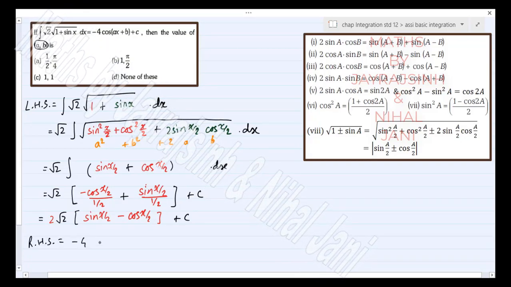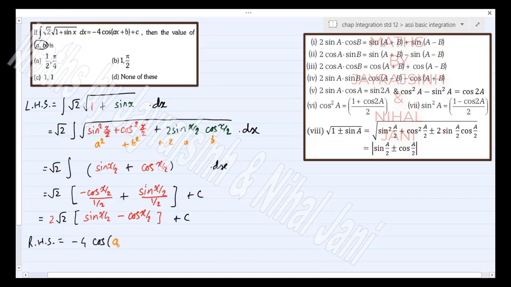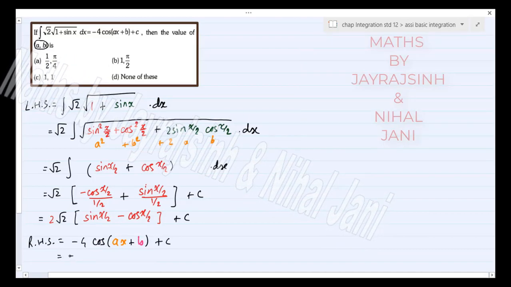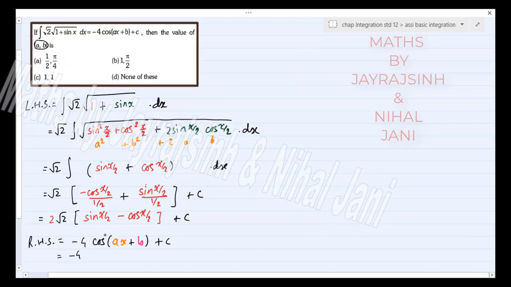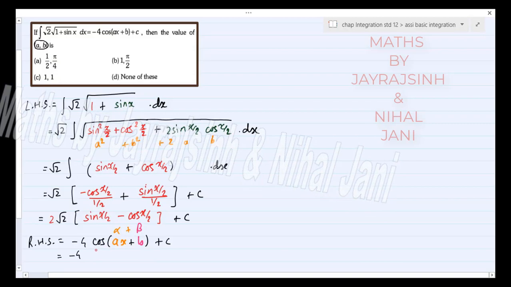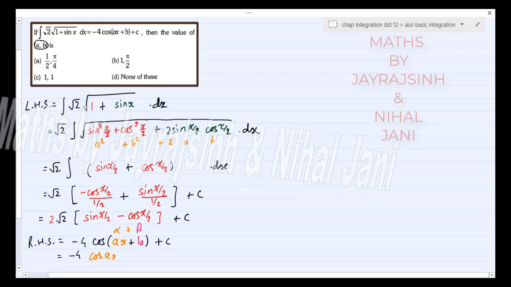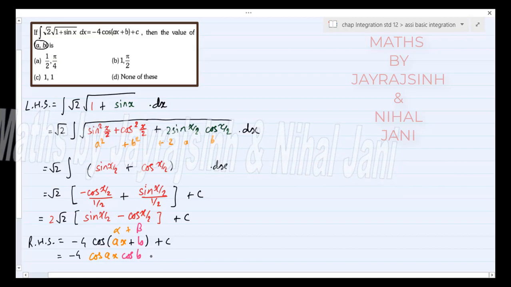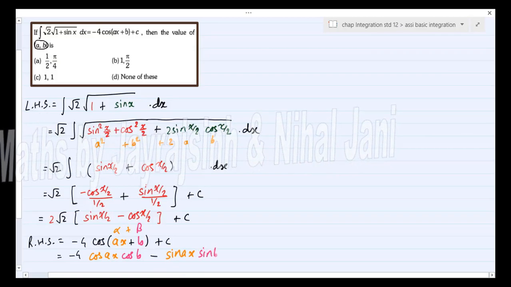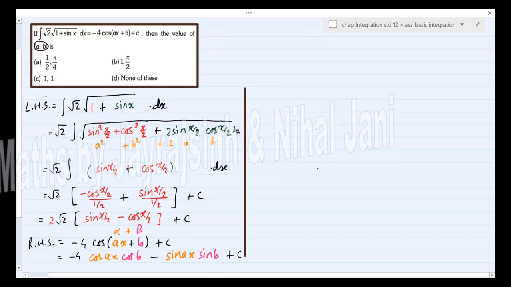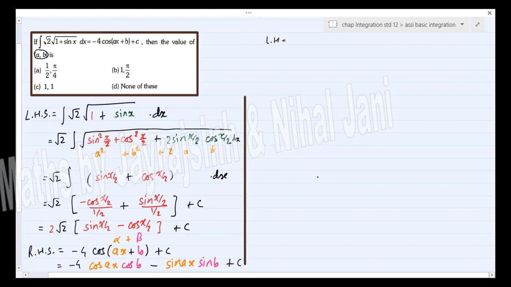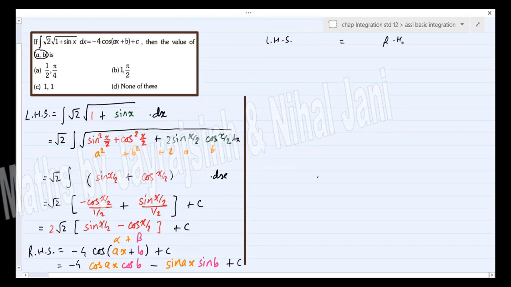In right hand side, we have minus 4 cos ax plus b plus c. So, it can be simplified by applying the formula of expansion of cos alpha plus beta, which is nothing but cos alpha cos beta minus sin alpha sin beta plus c. Now it's time to compare our left hand side with right hand side.